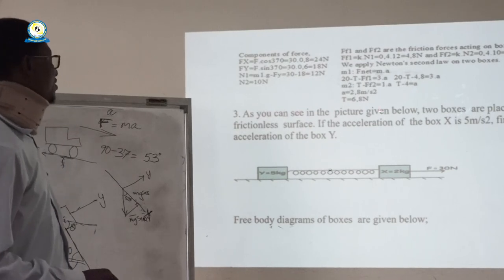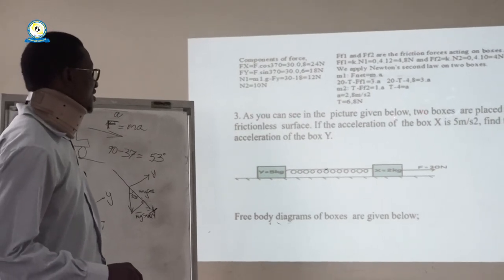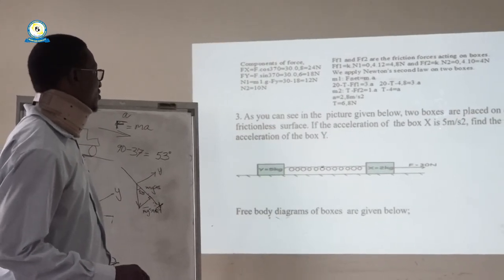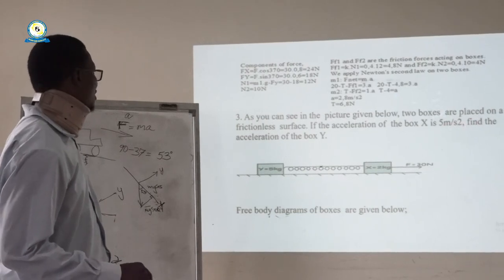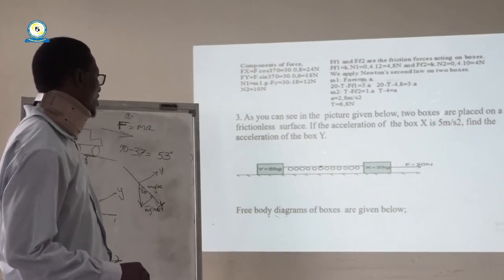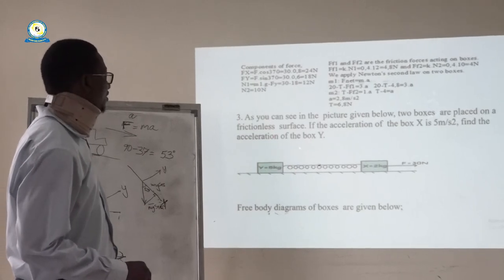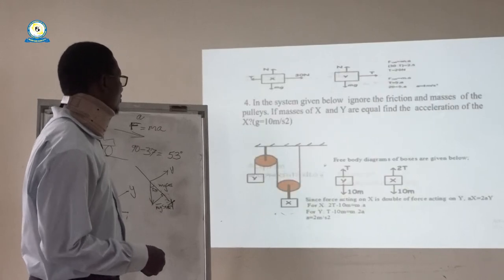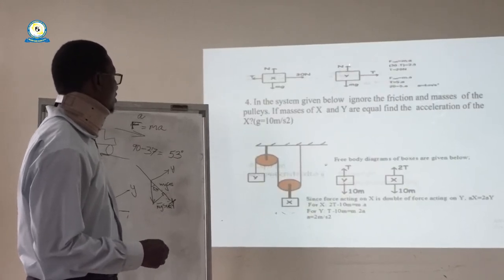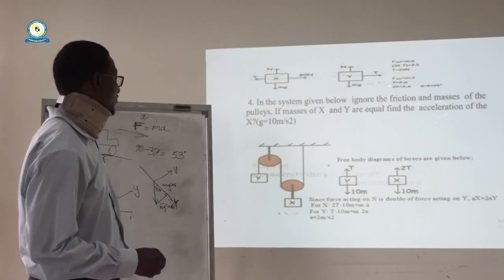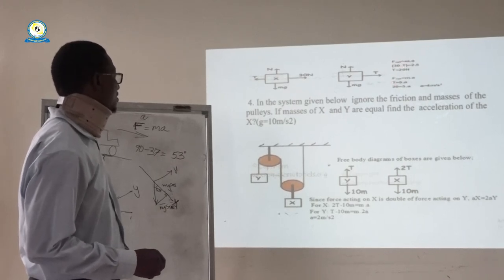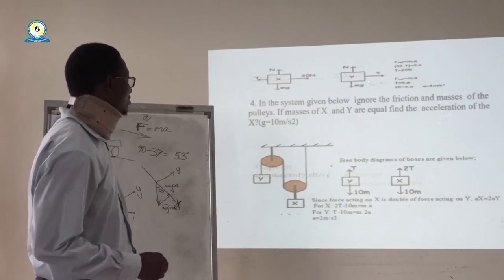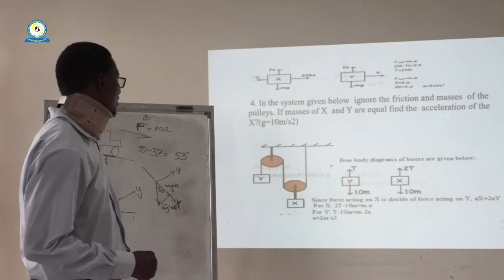As you can see in the picture below, two boxes are placed on a frictionless surface. If the acceleration of the box X is this one, find the acceleration of the box Y. This, like the previous question, the free body diagram is that one. This one is very easy, even the solution you can see is very, very straightforward. No inclined force there, so this one is very straightforward, easy.